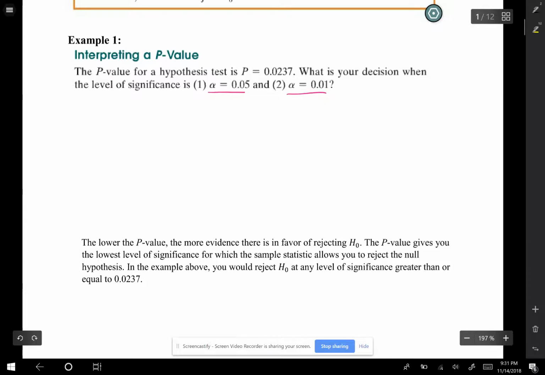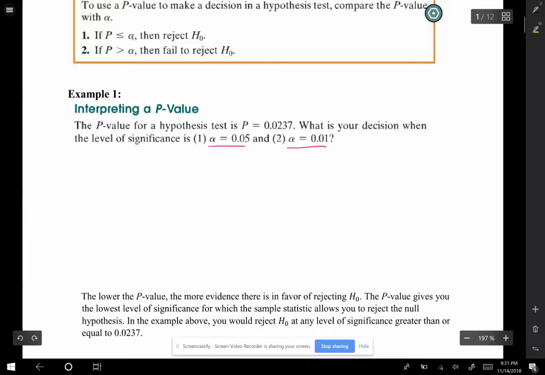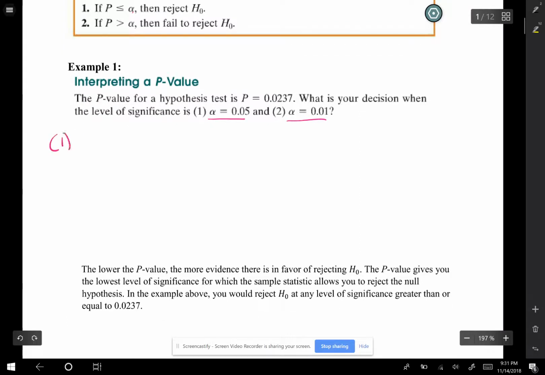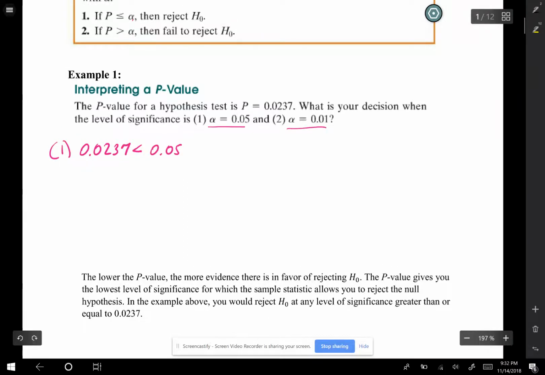So what we're doing is we're comparing the p-value to the alpha or the level of significance. So we're going to start with, on 1, we have that the p-value is 0.0237 and the level of significance is 0.05. So all you're going to do is make the comparison. Is this greater than or less than that number? So 0.02 is less than 0.05, so it is less than. So our rule is that if the p-value is less than or equal to, then we're going to reject the null hypothesis.